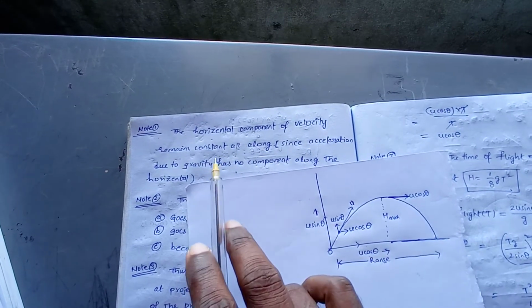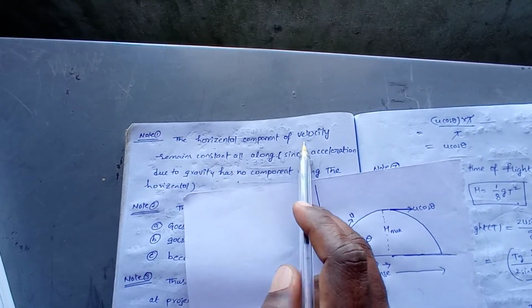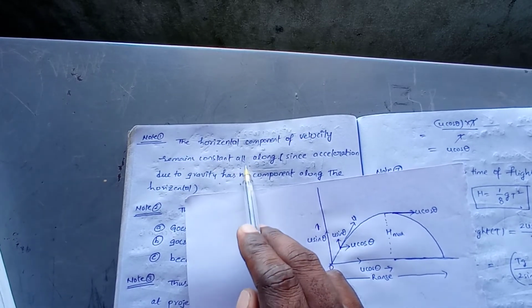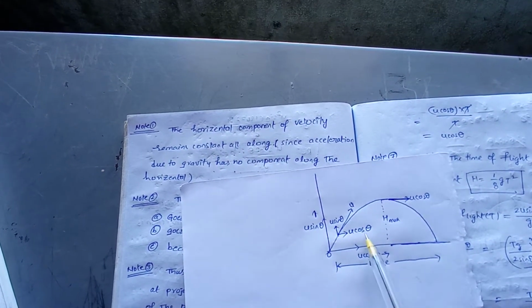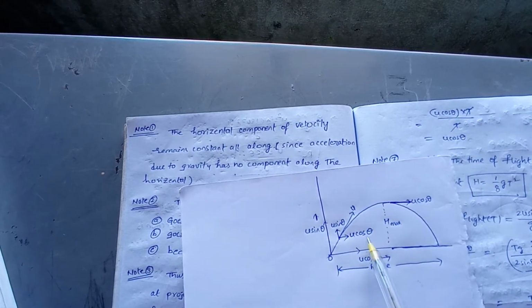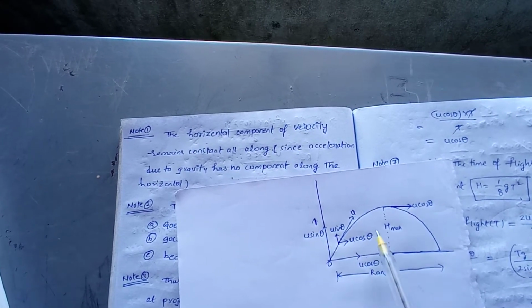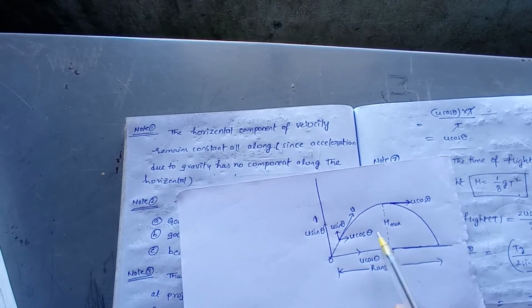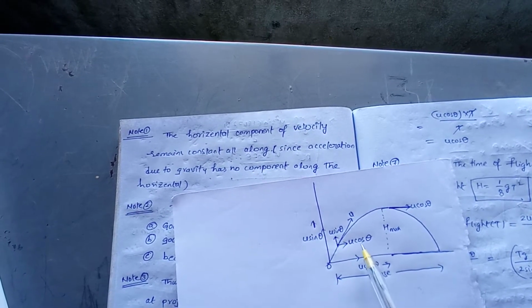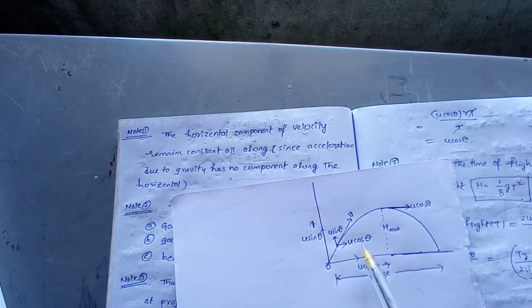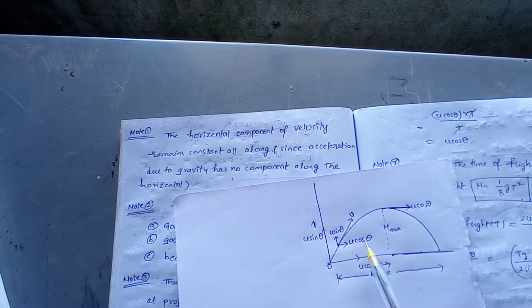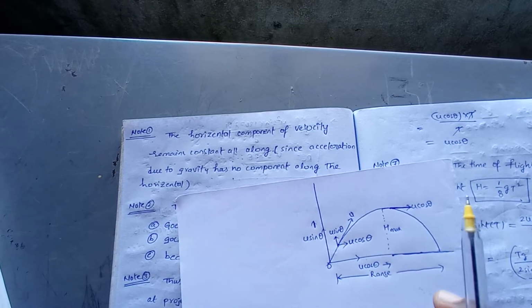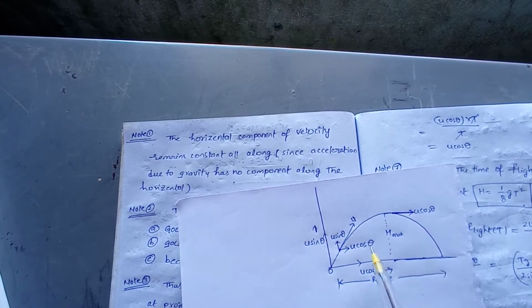Okay. So what is the first point here? The horizontal component of velocity remains constant all along. So what is the horizontal component of velocity? U cos theta. U cos theta remains constant throughout the motion. It does not change. Gravitational force does not act on the horizontal component of velocity. That's why this horizontal velocity does not change throughout the motion. Okay, it remains constant.